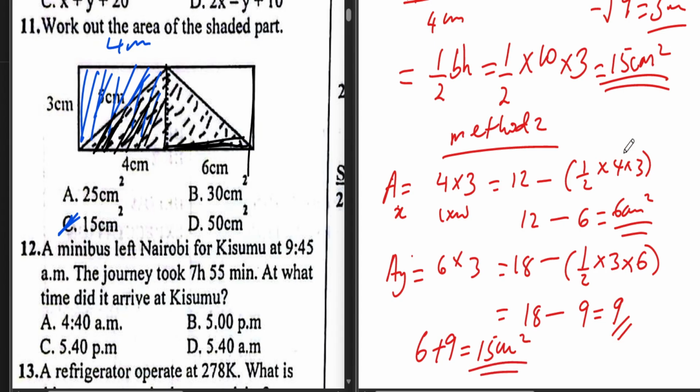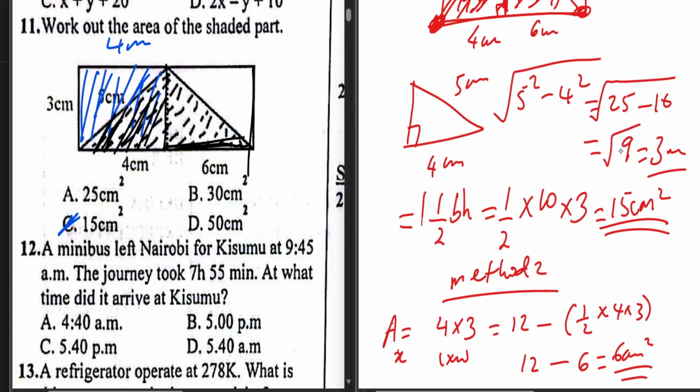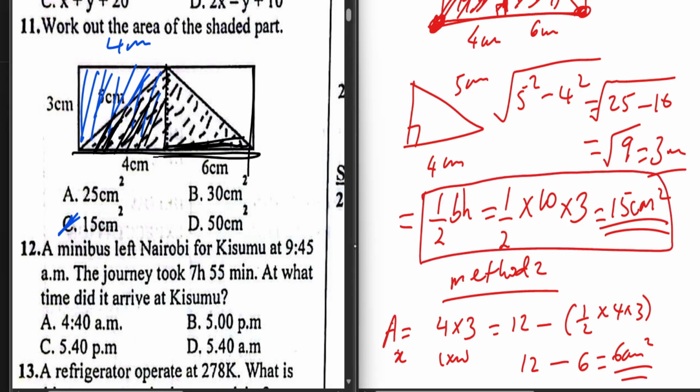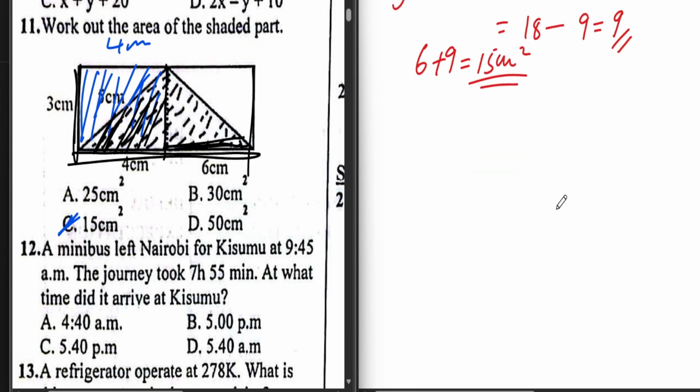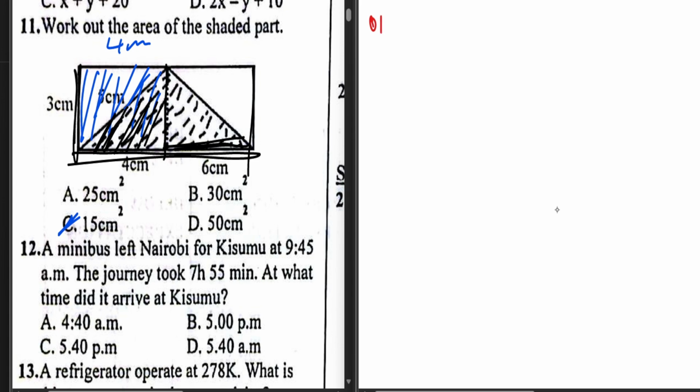But the easiest one, I think, is this one. And this is the easiest one because you already know the length, which is 6 plus 4, and you already know the height, which is 3, and we've been given the 3. I didn't realize that. So just take a half times 10 times 3, which gives you 15 centimeters square. This is just a long method, so it's better to focus on a simpler method.